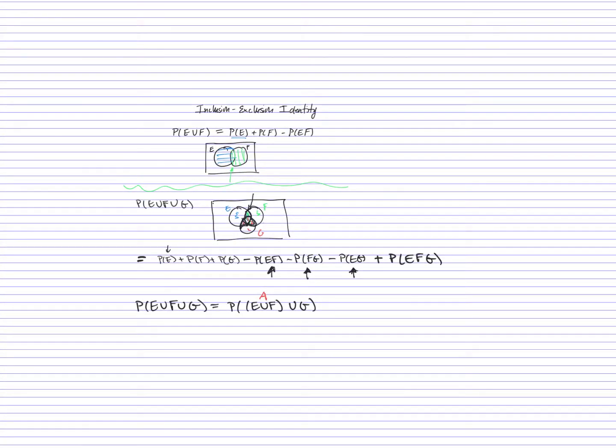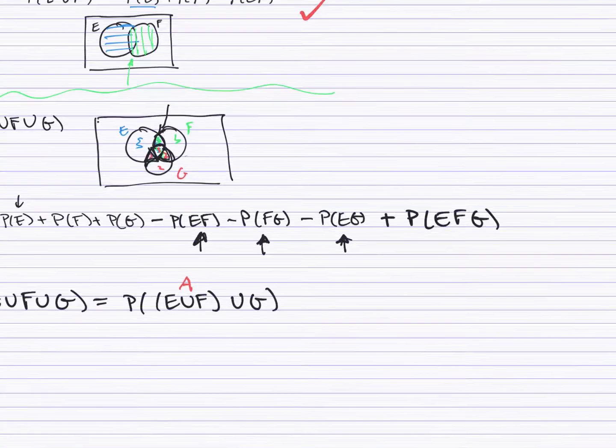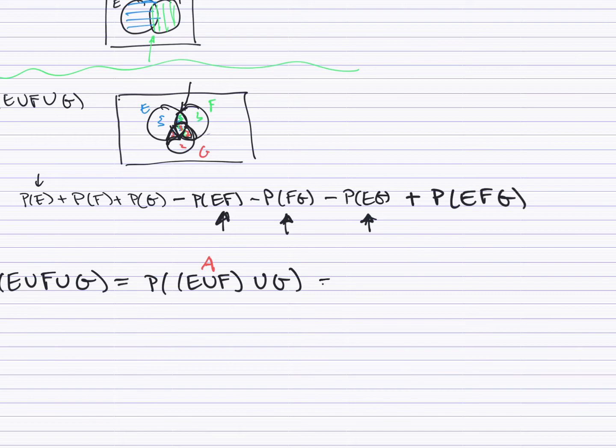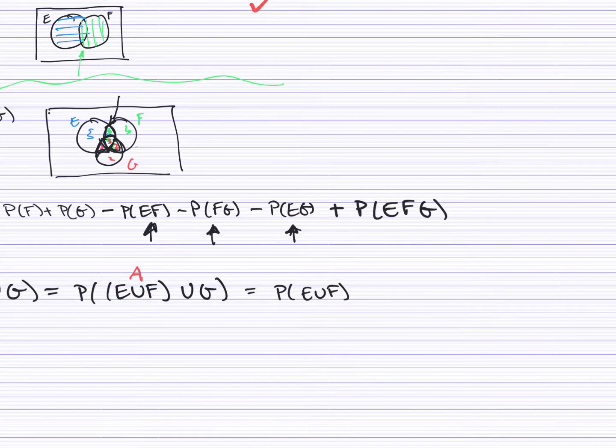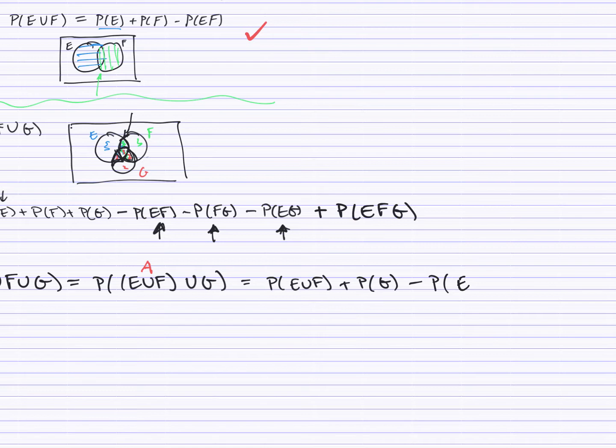Right? And then we fall back to what we claimed in the beginning. How do we apply this identity to the union of two sets? And so this becomes the probability of that first set, which is E union F, plus the probability of the second one, G, minus the probability of the intersection of those two sets. I'm going to put them in parentheses. I'm sorry. That should be E union F, intersect G, right? That's like A plus G, A intersect G.